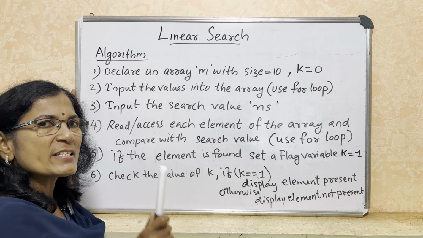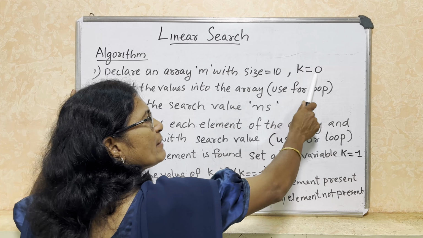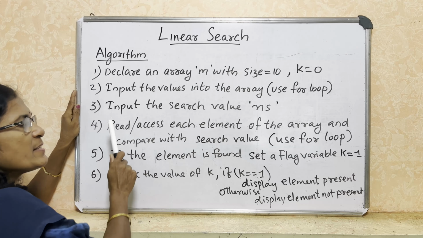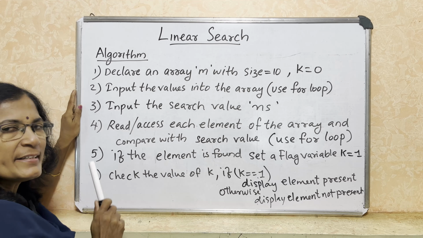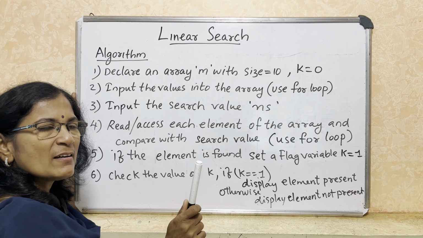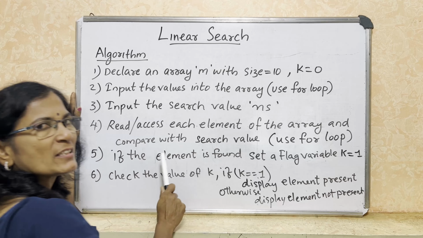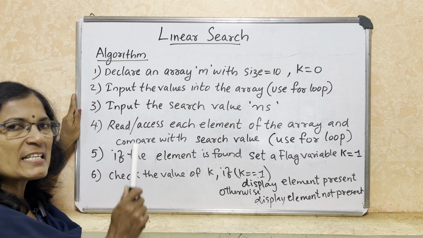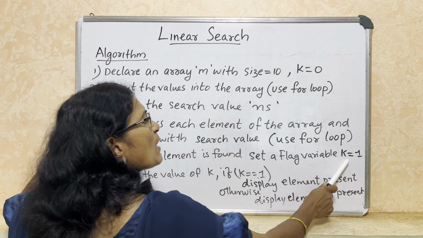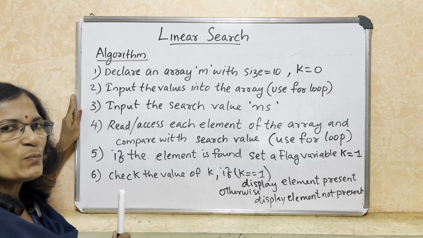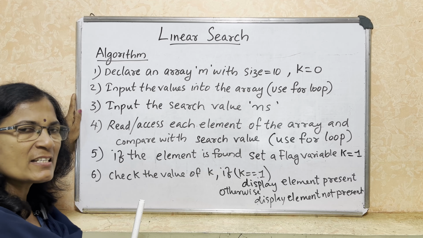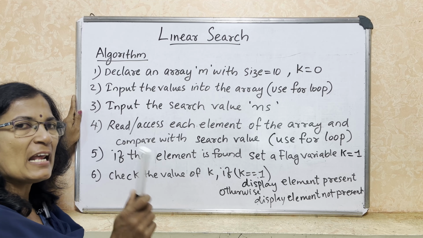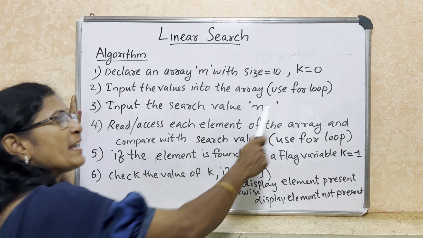If you find the search value in the array, the value of k will be changed to 1. Input the values into the array by using a for loop. The next step is accept the search value from the user. Now, read each value from the array and compare it with the search value entered by the user by using a for loop. If the search value is present in the array, set the flag variable's value as 1, k equal to 1. When the loop completes all its iterations, all the elements of the array will be compared with the search value. And if the element is found in the array, the value in k will be 1.